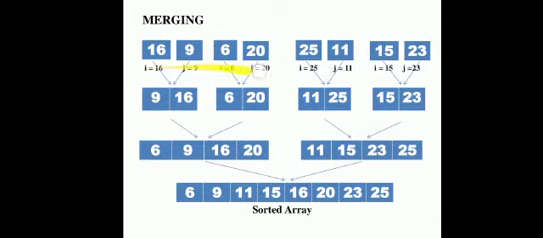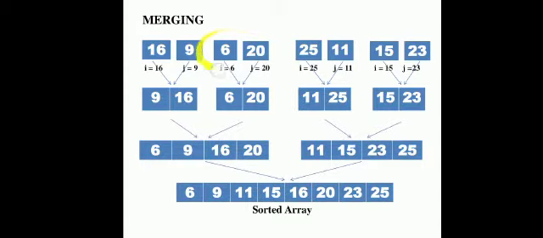For that, we have 8 sublists. Then we take the first 2 values. We take the first value i equal to 16 and the second value j equal to 9. Then we check whether 16 is less than or greater than 9. We find that 9 is less than 16. So we change the value of i as 9 and j as 16. So we get the first sublist as 9 and 16.